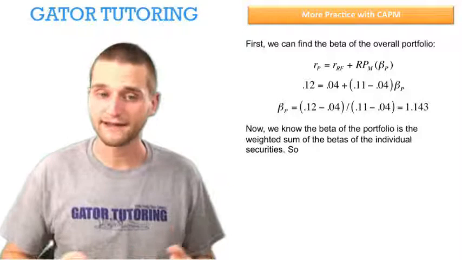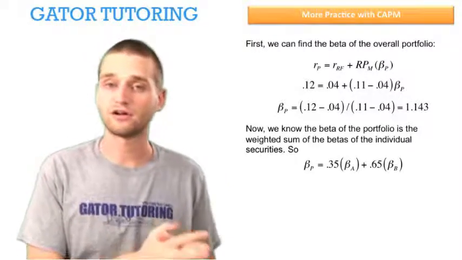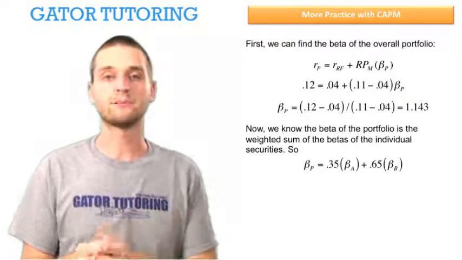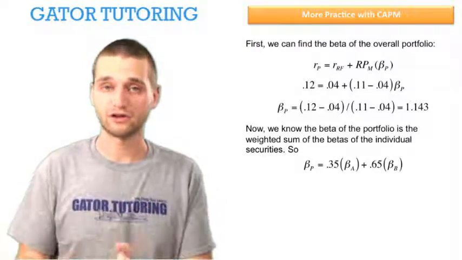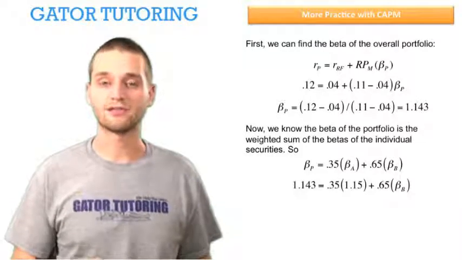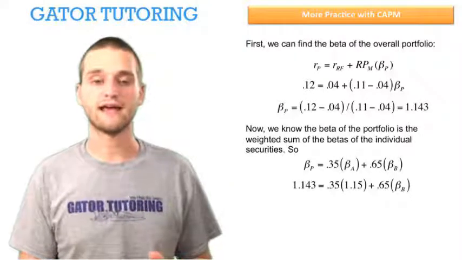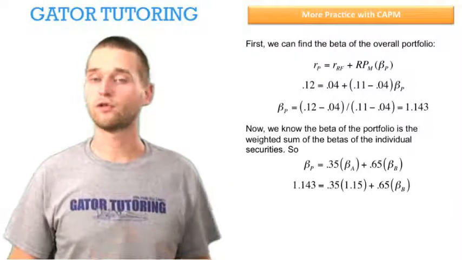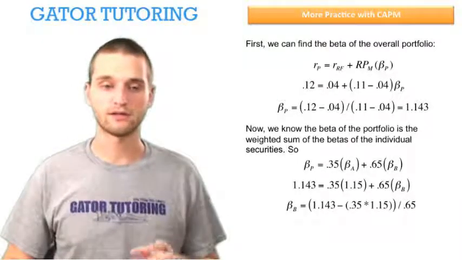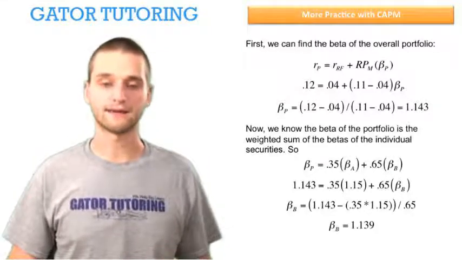Now we know that the beta of the portfolio is the weighted sum of the betas of the individual securities that make it up. So the beta of the portfolio is 35% of the beta of security A plus 65% of the beta of security B. That's because 35% of our portfolio is invested in security A and the other 65% is invested in security B. So we just plug in the betas that we know. We know the beta of the portfolio is 1.143 and the beta of security A is given as 1.15. So the only unknown is the beta of security B. We can solve for it, and when we move everything to one side and solve, we get a beta of 1.139.